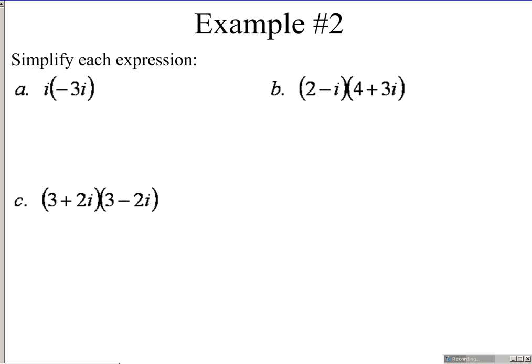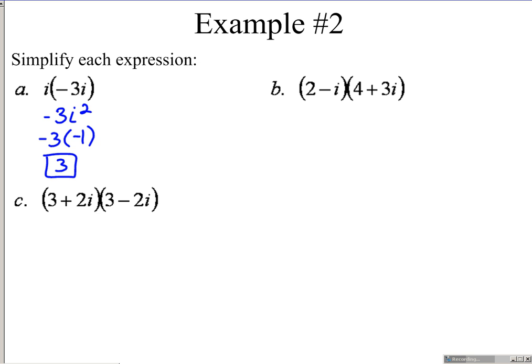Multiplying, follow the same rules as a variable, with the exception of, remember, if we have an exponent larger than 1 on i, it can always be written in a simpler form. In this case, i times -3i is going to be -3i squared. Then we know that i squared is just equal to -1, and -3 times -1 is 3.